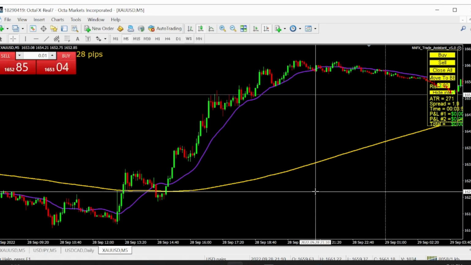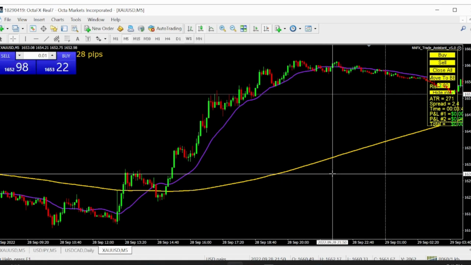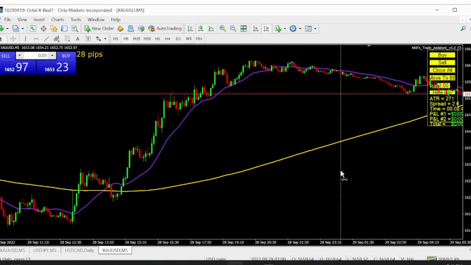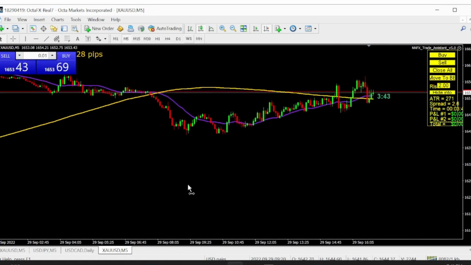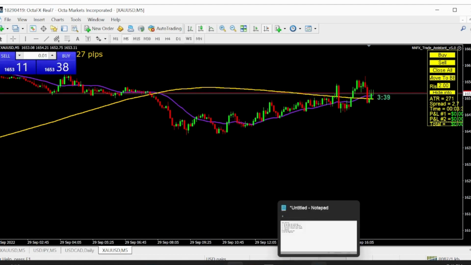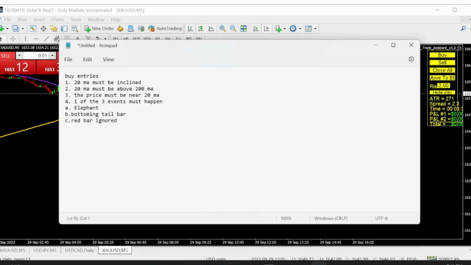Alright guys, now let's make some rules for the sell setup. Many things will be similar for the sell setup. So let's make some rules for sell entries.